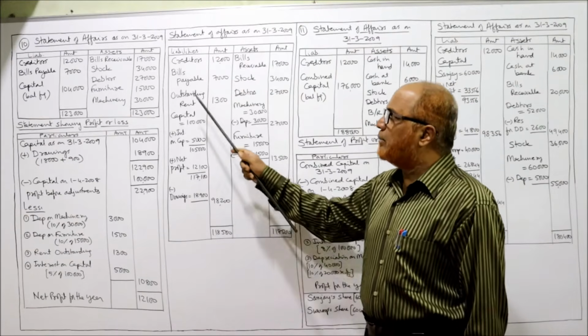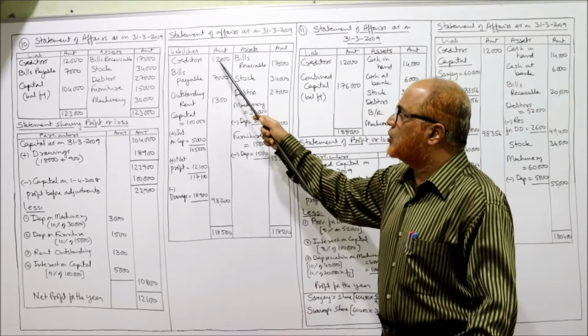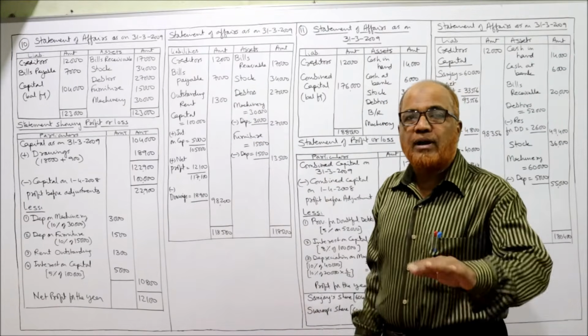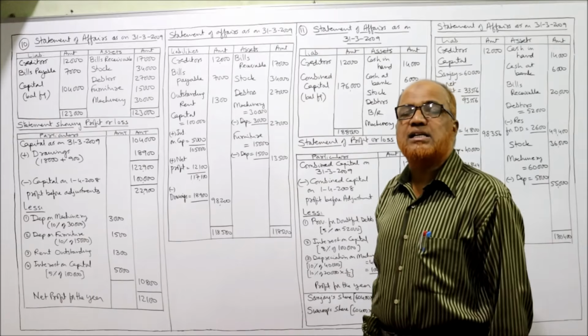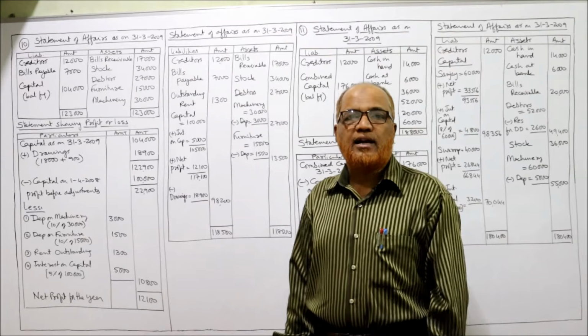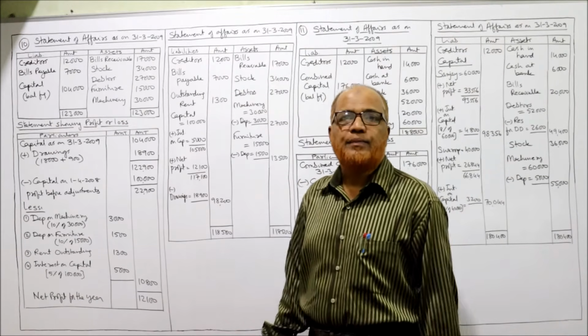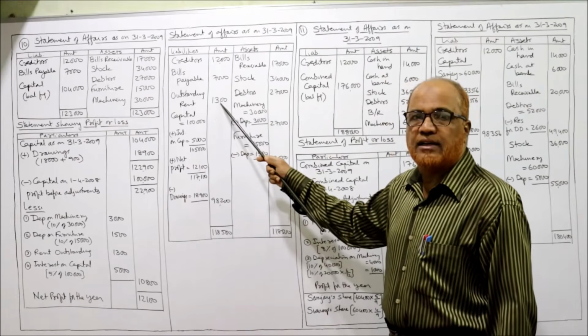Now come to the liability side. Creditors, bills payable, no change. We have not made any change, so creditors, bills payable, same. One more new liability has arisen, that is outstanding rent. Rent outstanding means rent is due, not paid. It's a liability. So rent outstanding is a liability, 1,300.